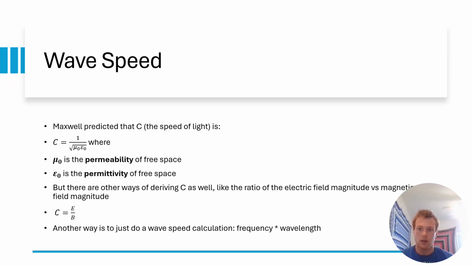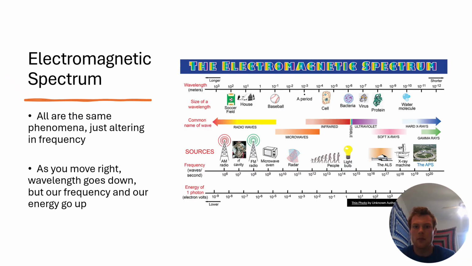I thought it was a good example because it demonstrated a lot of different aspects. Shown is our electromagnetic spectrum. It starts at radio waves, and we go up from there to microwaves, infrared, visible, ultraviolet, X-rays, and gamma rays. You can see the visible spectrum is just a really tiny bit of the whole electromagnetic spectrum. They're all the same phenomenon, just altering in frequency. Radio waves have a much lower frequency than, let's say, gamma rays. So as you move right, wavelength goes down, and our frequency and energy go up.